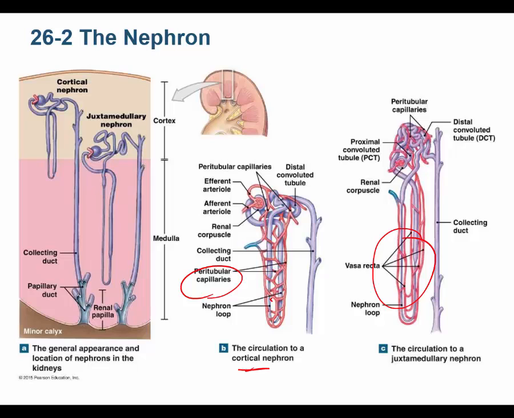This loop of Henle here does not dip deep into the medulla from a cortical nephron. See how this loop of Henle hardly dips into the medulla at all, just a little bit. Whereas the loop of Henle of the juxtamedullary nephron dips deep into the medulla. That means something because there's a salt gradient in the medulla that we will come back to and talk about.